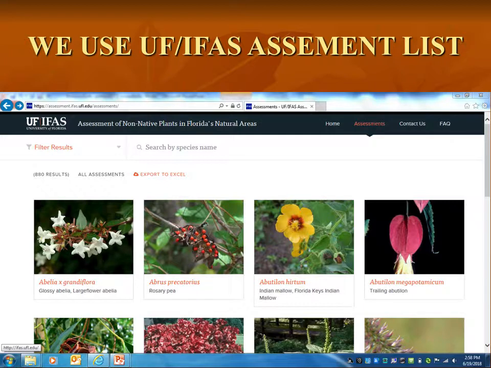And queen palm is not listed as an exotic invasive plant. But you can see right on the home page, rosary pea is. So again, when in doubt, use the UF IFAS assessment list to help people. Is it an invasive exotic or is it not?